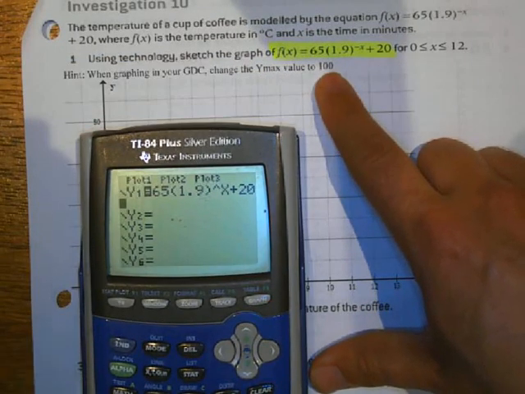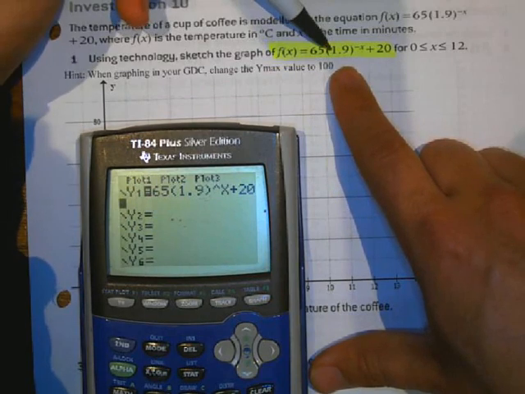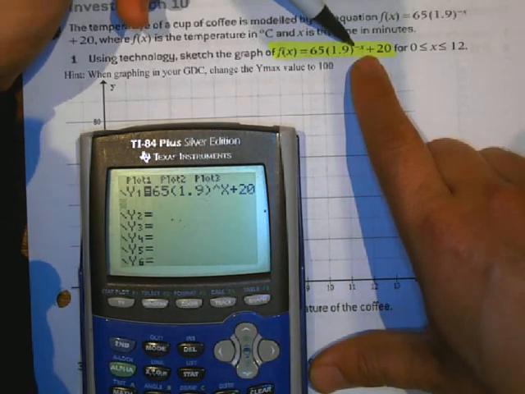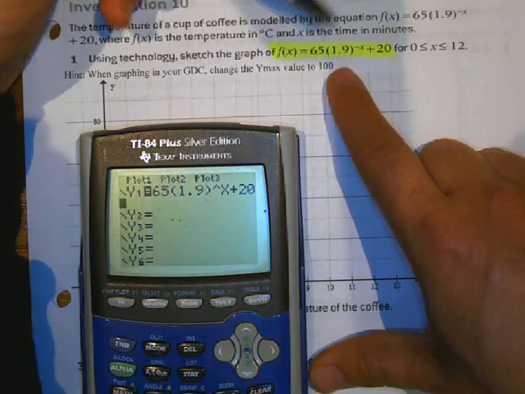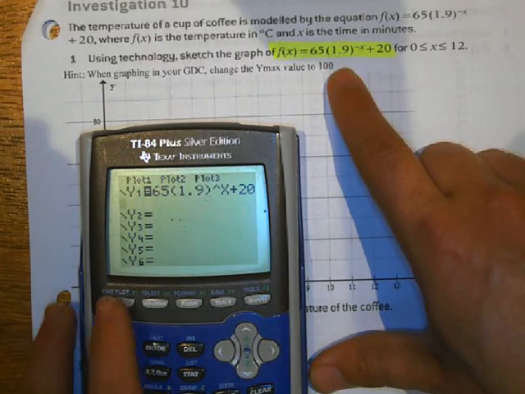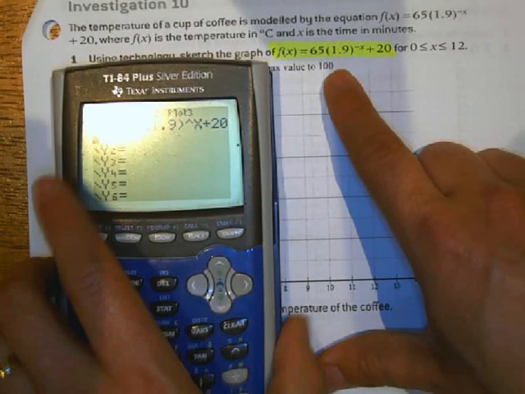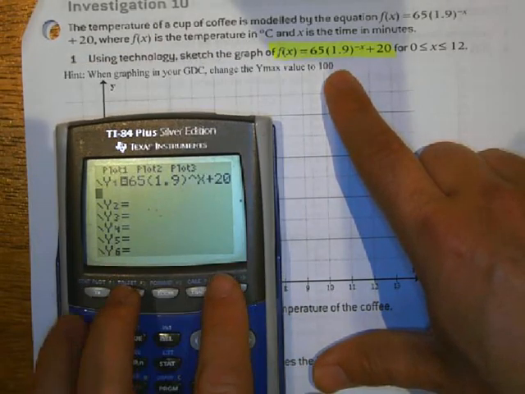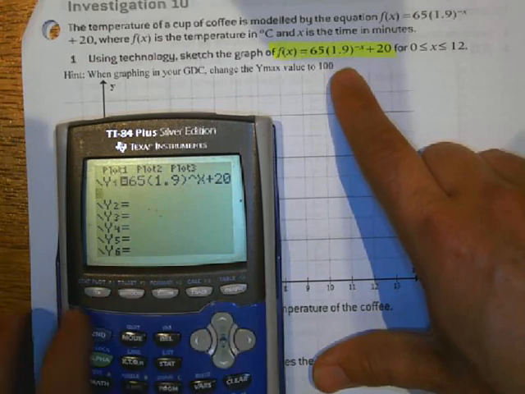Now let's think about this for a second. Our base is greater than 1. But look, I've got a negative power to the x. So is this going to be growth or decay? You may want to hit pause and think about this for a second. Okay, before I give you the answer, let's see our graph and see if your hunch is correct.